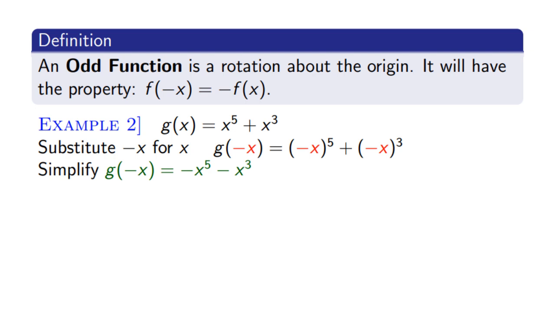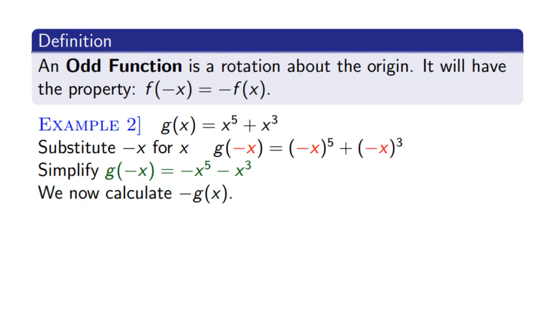Simplifying, we want to notice that the odd powers are keeping that negative that we've inserted. We also want to notice that the g of negative x, once simplified, does not match the original, so this is how we know that it's not even.